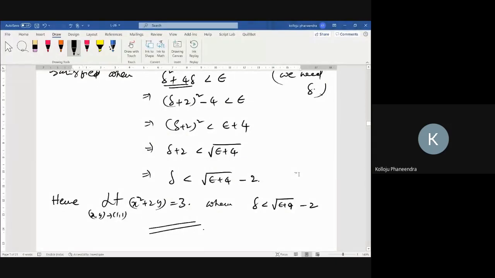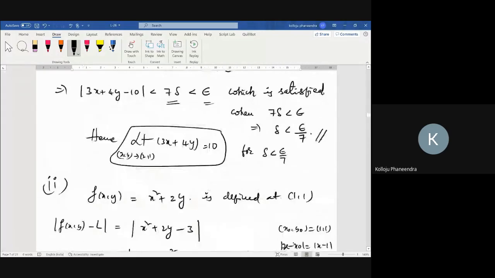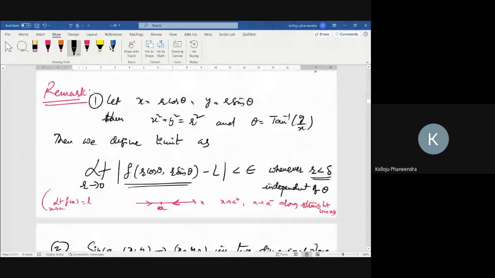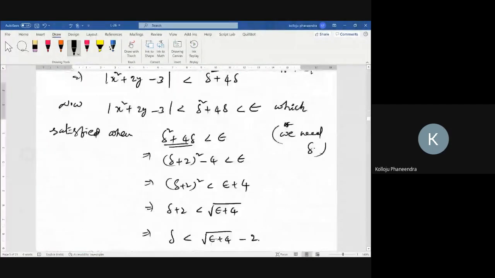Still many problems are there, based on independence of path of limit tending to. Based on this remark, as (x,y) tends to (x naught, y naught), the limit must be unique along any path. That's an easy one actually. Okay. This is the concept of limit, and some more problems I will tell you tomorrow.